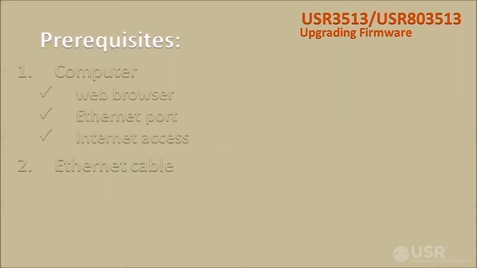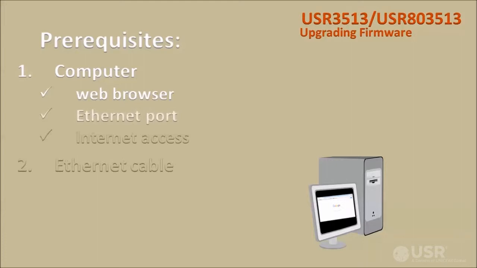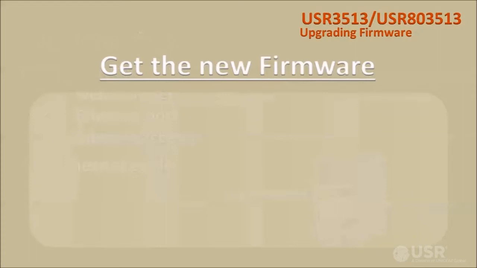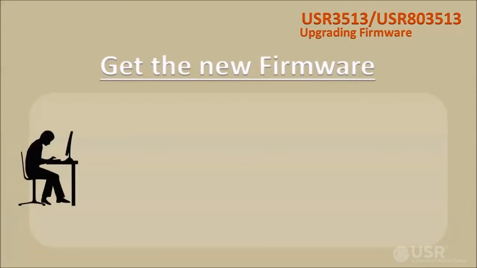First, there are a few requirements before you can get started. You'll need a computer with a web browser, an Ethernet port, and internet access, and you'll need an Ethernet cable to connect the computer to the gateway. Now, get the new firmware from the USR support webpage.